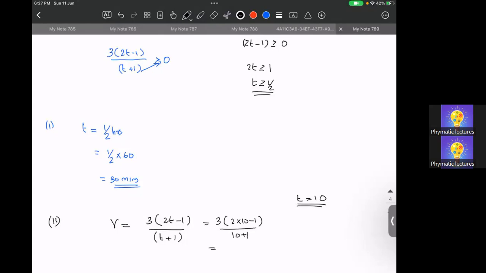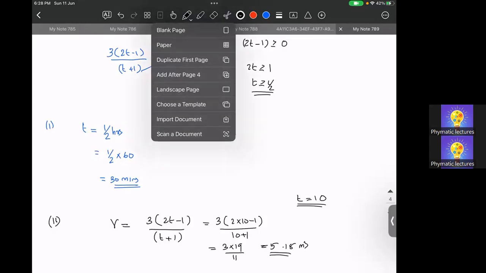Let's see, if t is equal to 10, what is the value we'll get? 3 times (2 times 10 minus 1) divided by (10 plus 1). 2 times 10 is 20, 20 minus 1 is 19. So 3 times 19 over 11. What is that value? You can also do it along with me. I'm also taking a calculator, 3 times 19 over 11. We will get 5.18 meter cube.